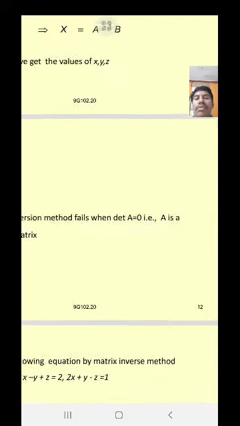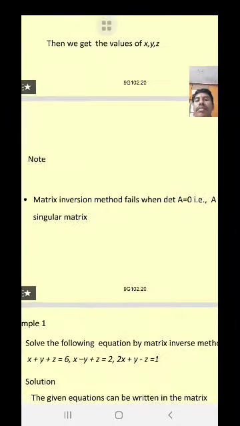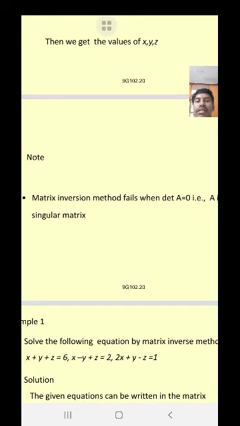Note: the matrix inversion method fails when the determinant of A equals 0. That is, A is a singular matrix. We already discussed in the previous class that the A inverse formula is 1 by det A into adjoint A. So if the denominator is 0, we cannot define it. That is why the inversion method fails. If det A is 0, we cannot find the solution of the equations by the inversion method.